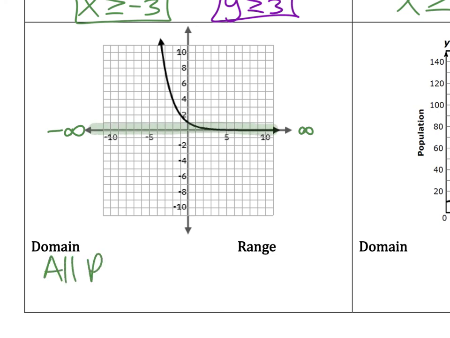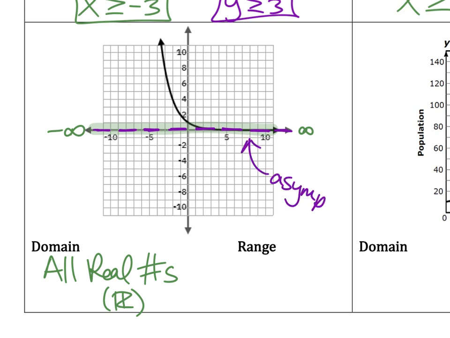All real numbers. Now, I know it's very tempting. Oh, yeah, by the way, you can use the fancy R. It's very tempting to think, oh, double arrows means the range is also all real numbers. But what did we learn about today that exists right here? It don't touch. Does anybody remember what that's called? It's the asymptote.